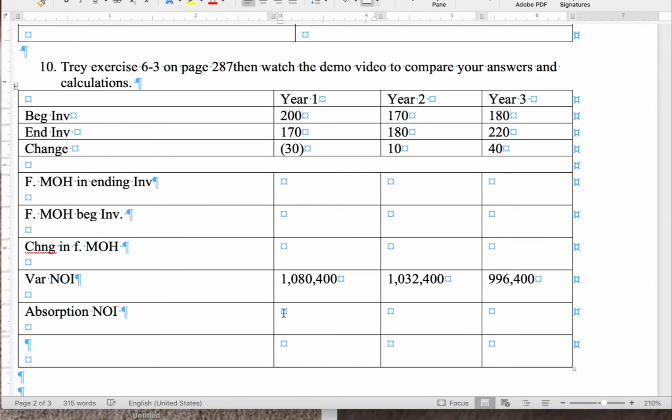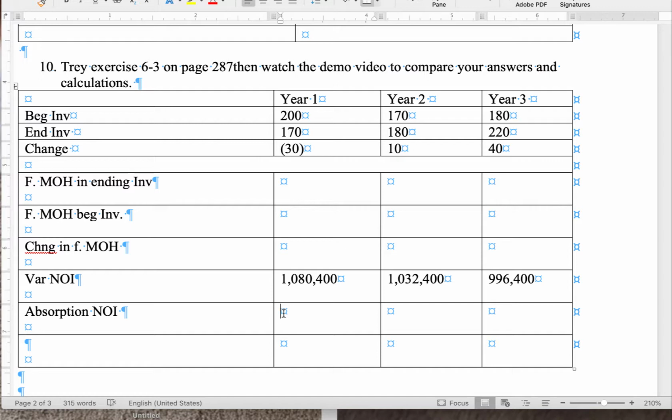But before we jump into this, I set this problem up, and what we're trying to do in exercise 6-3 is reconcile absorption costing and variable costing net operating incomes. So the key to understanding this and figuring out what's going on, we've got to look at page 265 and look at exhibit 6-5, right?